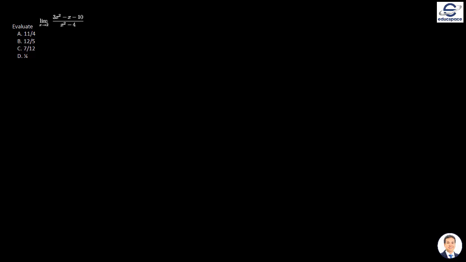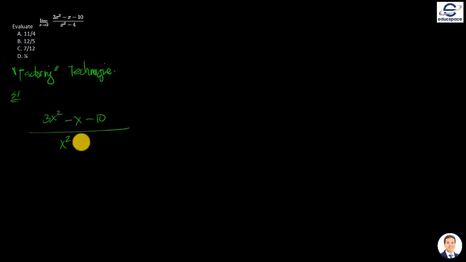Again, evaluate the limit of x approaching 2, wherein the equation is (3x squared minus x minus 10) over (x squared minus 4). Again, we can solve this using our factoring technique. Here you can easily see that the denominator will have a value of 0, which we want to avoid because it doesn't make sense in the solution of mathematics. So therefore we can use again our technique of factoring in solving this equation.